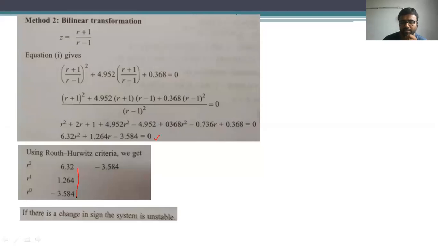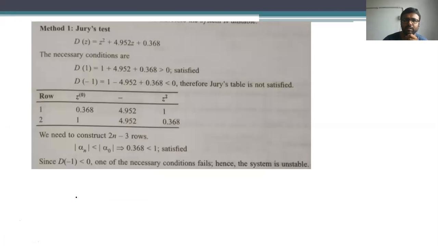Okay, we have estimated the stability of the system by two methods. One is the bilinear transformation method and the second one is the Jury stability method. In the case of the Jury stability test, out of three conditions, two conditions are satisfied and one condition is not satisfied. So we can conclude that the system is unstable.